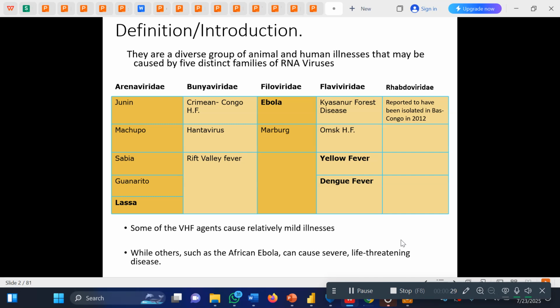There are diverse groups of animal and human illnesses that may be caused by five distinct families of RNA viruses. But we're primarily looking at Lassa fever, which is from the family Arenaviridae, the Ebola virus from the family Filoviridae, and the yellow fever and dengue viruses from the family Flaviviridae.